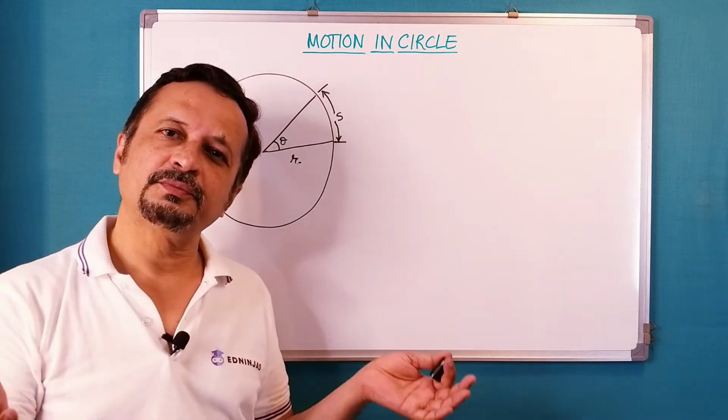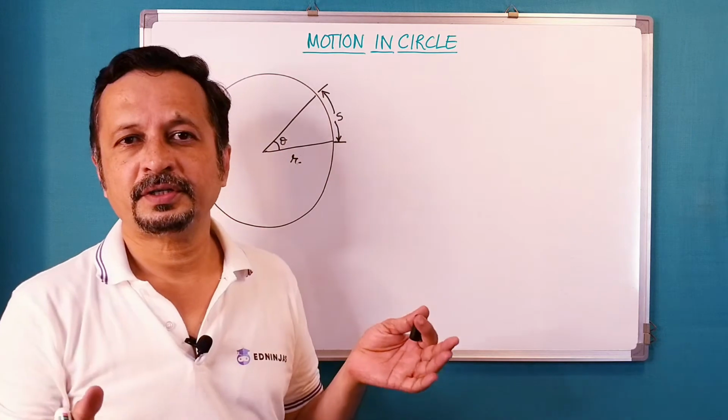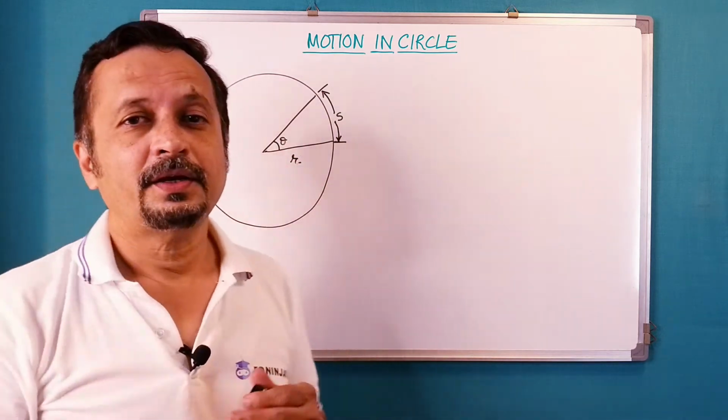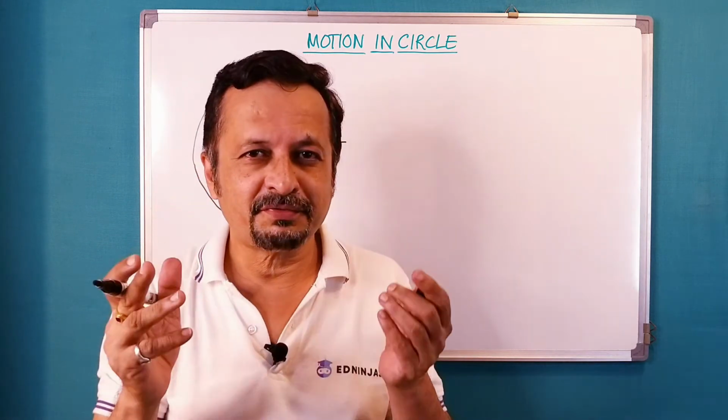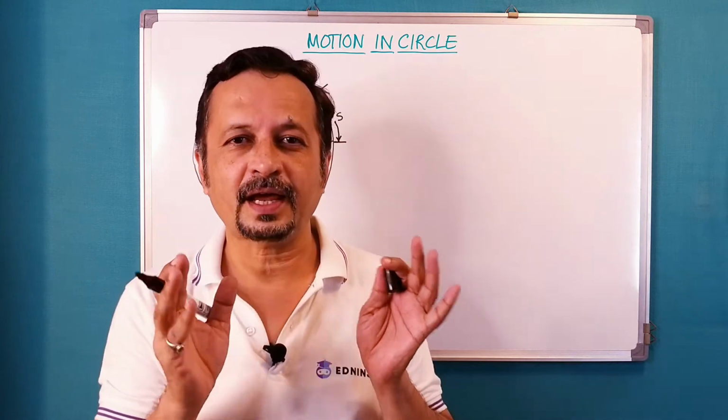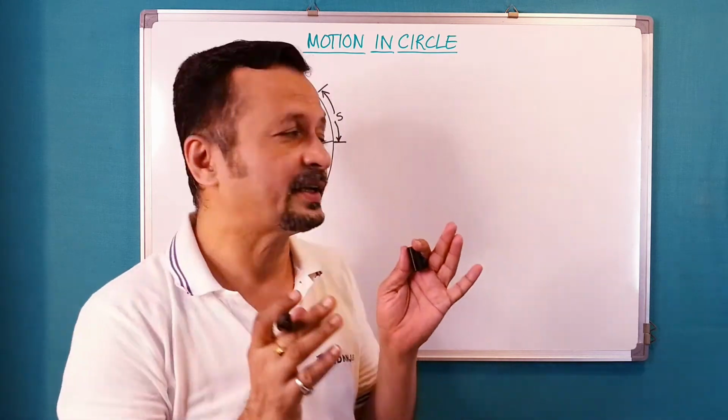Okay, now what is the relation between arc length and radius? Here it is important that we define what is 1 radian angle. I'll tell you what is 1 radian angle.